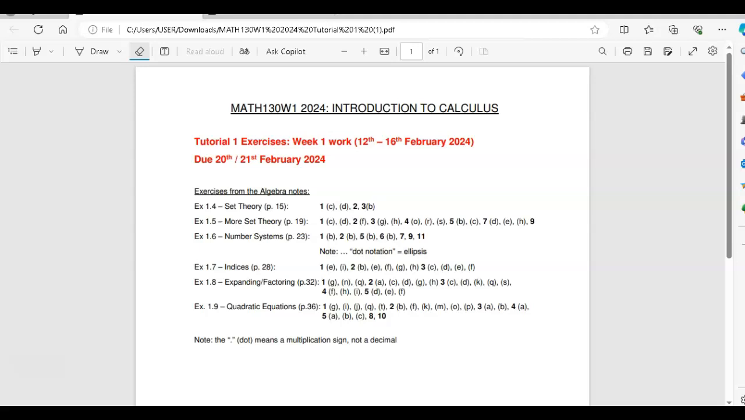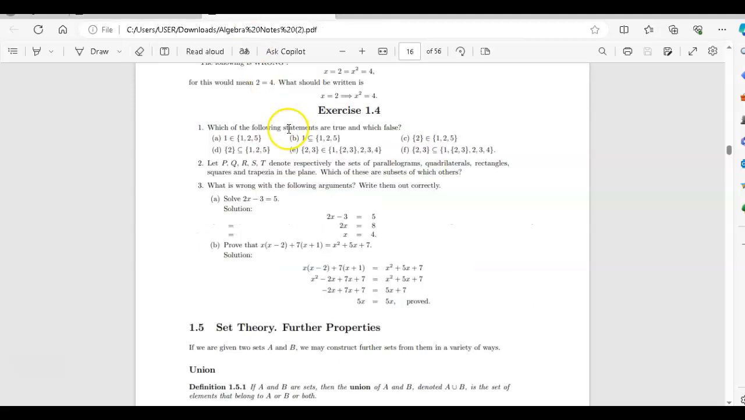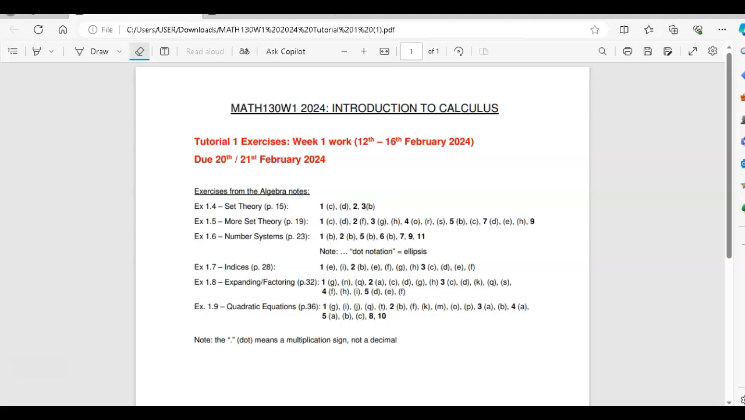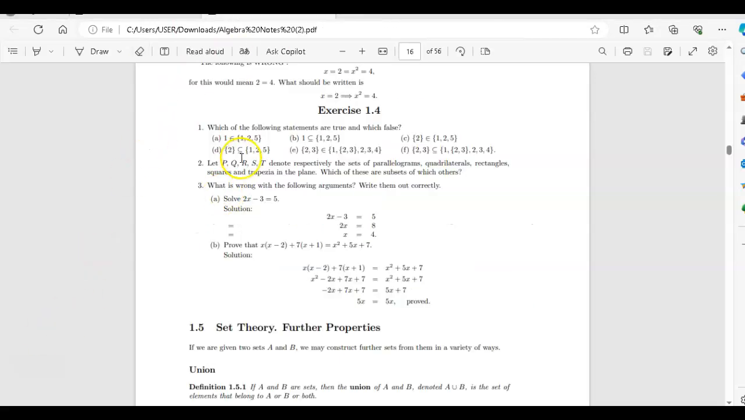Alright, the next question is 1D. Is the set {2} a subset of the set {1, ..., 5}? That's 100% true, because if you think about it, the set of 2 is going to be in there. So D will be true.